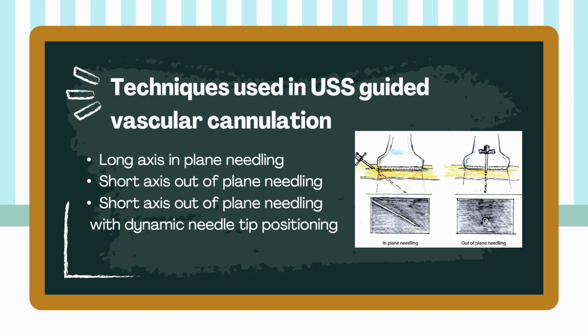Techniques used in ultrasound-guided vascular cannulation include the long axis in-plane technique, as seen in the picture on the left. The needle here is seen as a bright hyperechoic line. The short axis out-of-plane needling technique, as seen in the picture on the right, shows the needle which appears as a hyperechoic dot. The other technique commonly used is the short axis out-of-plane technique with dynamic needle tip positioning, and this is a modification of the short axis out-of-plane technique.